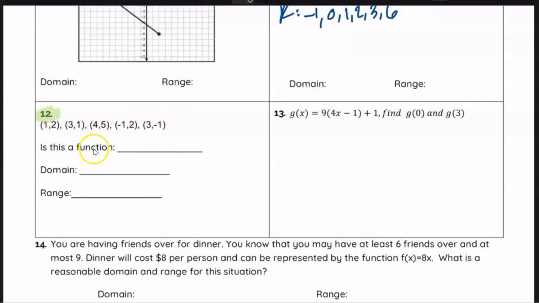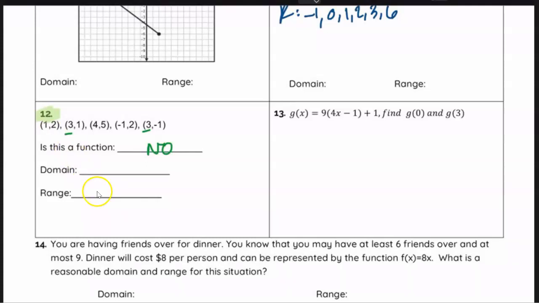Now my first question, is it a function? So I want to see if there's repeating x's. I have a 1, 3, 4, -1, 3. Well, notice my x value 3 repeats. So no, it's not a function. Now you might also notice that the y value 2 repeats. That's okay. Once again, we only care about repeating x's. Repeating y's are okay, but you don't want any repeating x's.